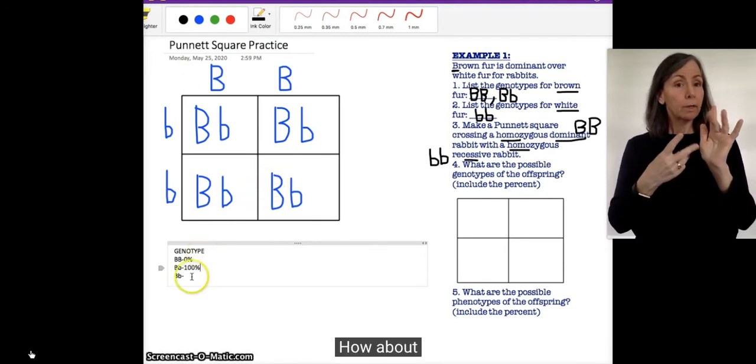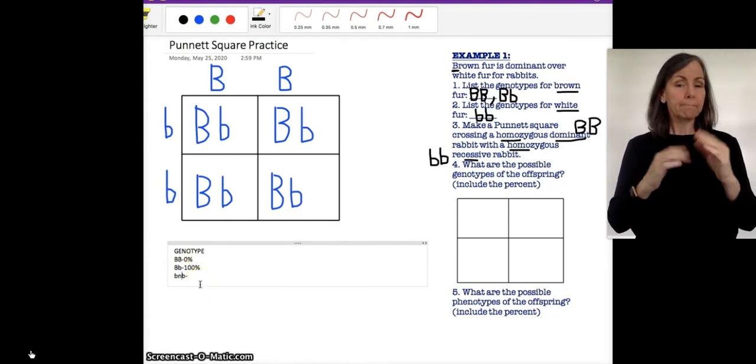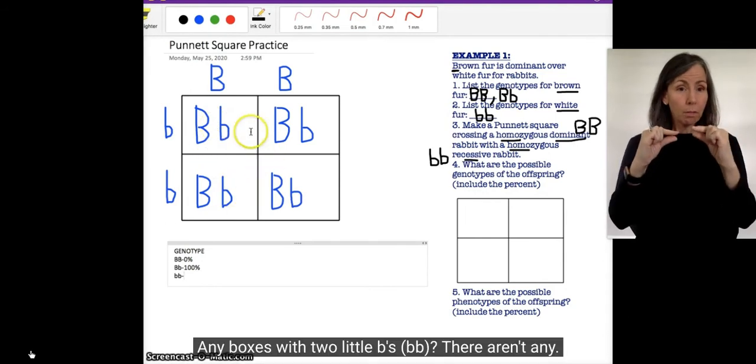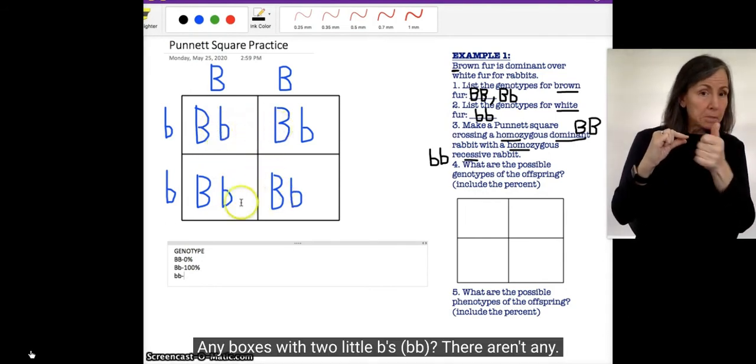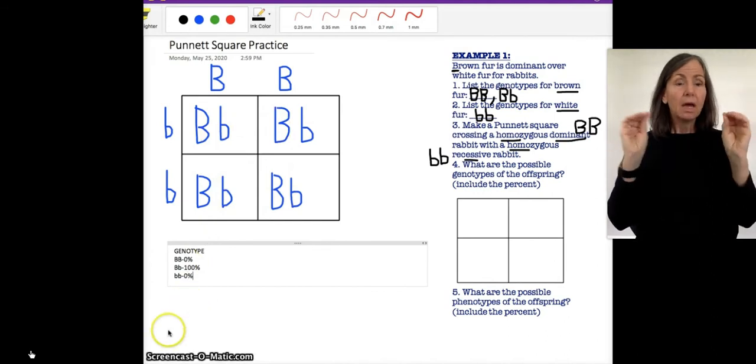How about, I did a typo there, 2 little b's. Any boxes with 2 little b's? There aren't any, so we would write 0%.